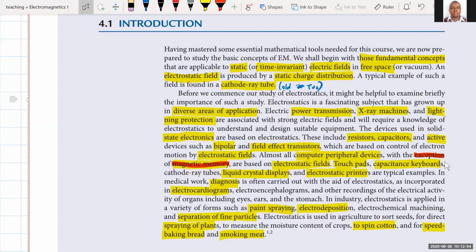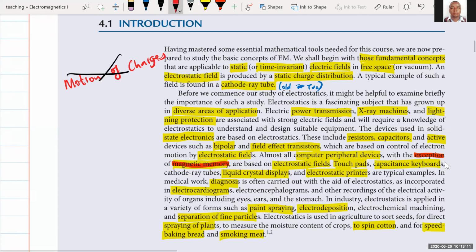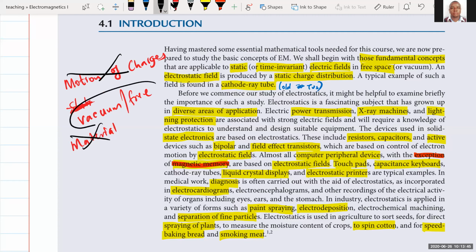So here we are talking about two items. First, we are not going to deal with the motion of charges. This one is going to be done at a later class. And number two, we are only going to deal with the static charges. So, of course, that is what that means. We are going to discuss charges in a vacuum or free space. So for the other materials that are in a material medium, like the materials we normally work with every day, be it water, be it air, be it glass, etc., those materials we are going to discuss in another class. So we are going to restrain ourselves to vacuum or free space. And number two, we are going to deal with static charges only.